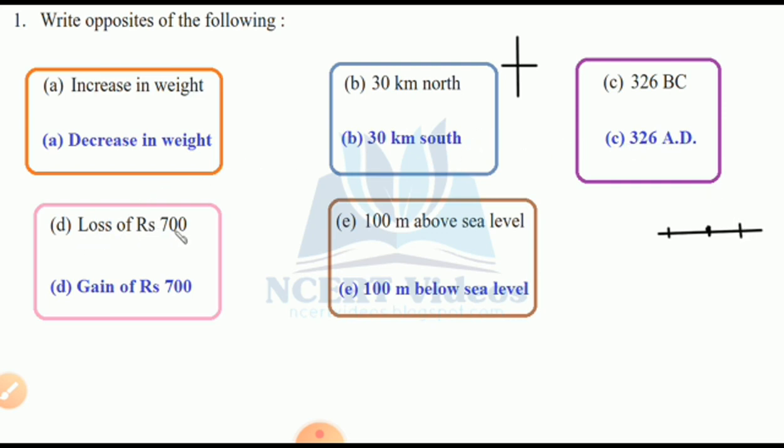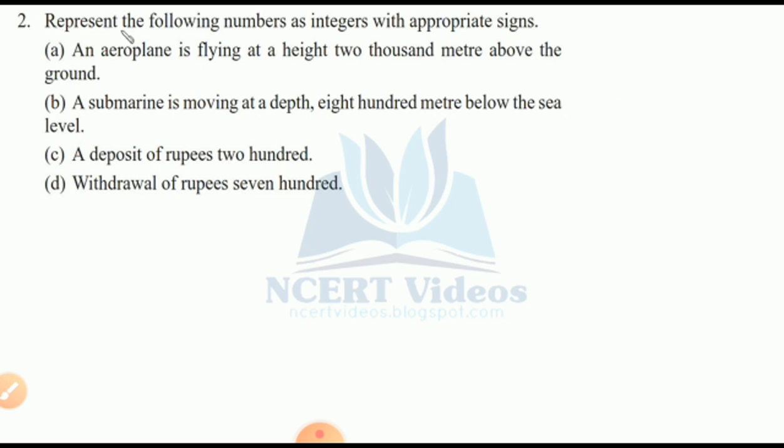Last, in the same way, loss of rupees 700. Yes, my dear students, you know these things well. If anything is a loss, the opposite of loss is profit or gain. Both are the same. So rupees 700 gain. In the same way, 100 meter above sea level. Sea level means the water level of our sea, and the things or places above it are shown by 100 meter above sea level. Sometimes some places, some cities, some mountains are below the sea level, and some are above.